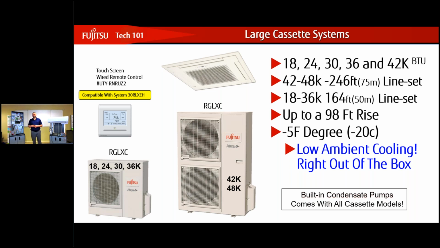All right, as you can see there, the 18, 24, 30, and 36 is that single fan outdoor unit, with the 42 and the 48, they go to the dual fan setup. You can see there our capabilities as far as our piping is concerned. Very good. We can go up to 164 feet, up to 36,000 BTUs, and 246 on the 42 and 48. So, really any kind of application we could fit these in.